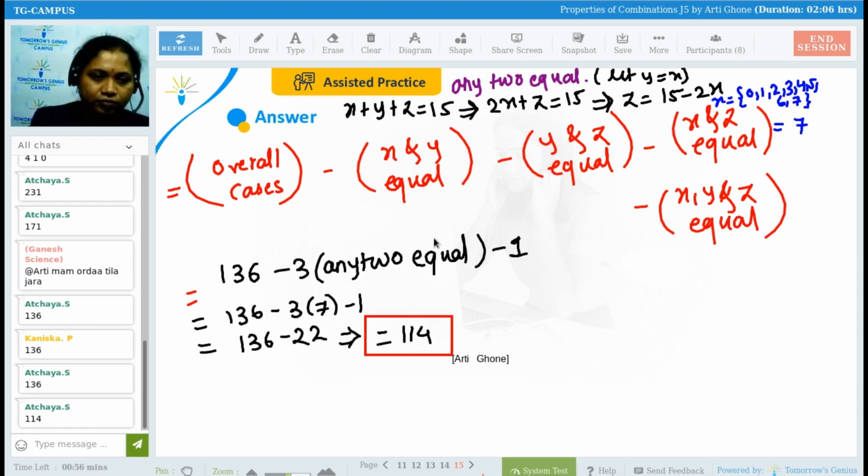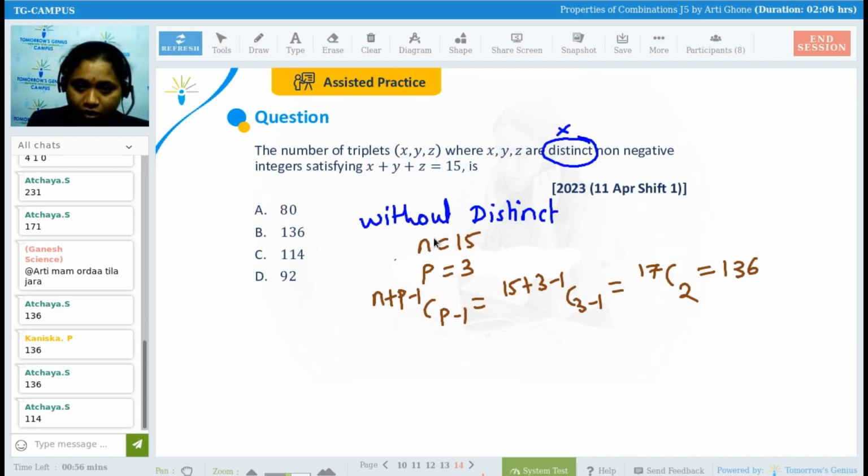Clear or not? Any two equal is clear. If any two are equal, then there are only 7 possibilities arising. x and y equal, that is 7 possibilities. y and z equal, that is 7 possibilities. x and z equal, that is again 7 possibilities. So overall 21 possibilities. Clear? Minus x, y and z all equal, that is 1 possibility. So overall 22 will be subtracted from the overall count. So this is the answer. This is again a numerical pattern question, and the answer for this is 114.